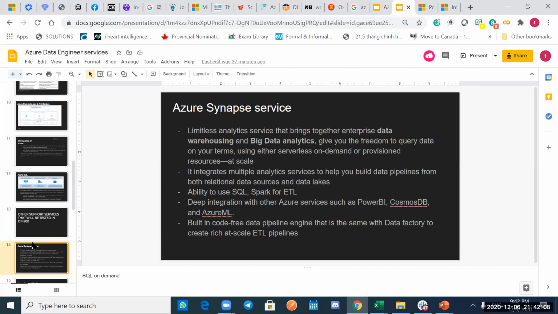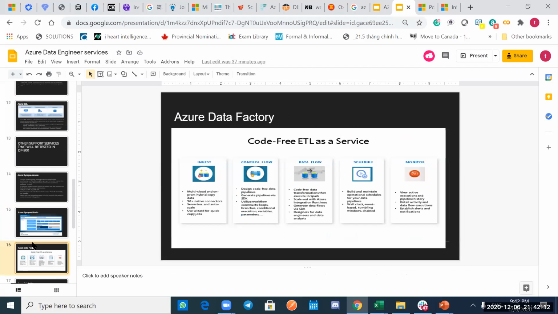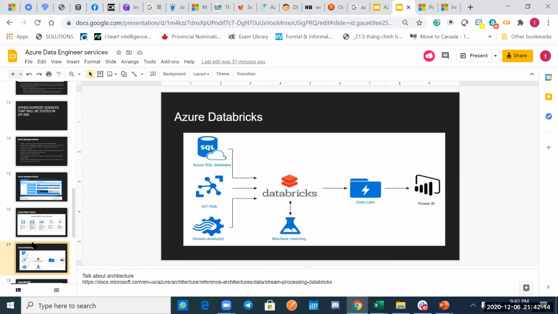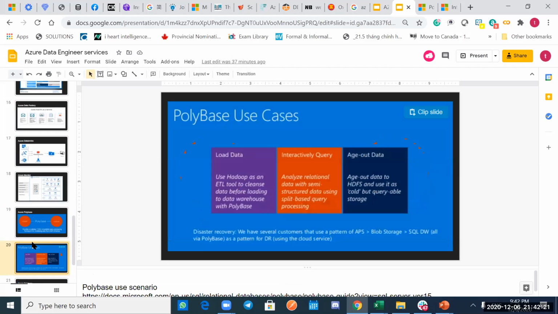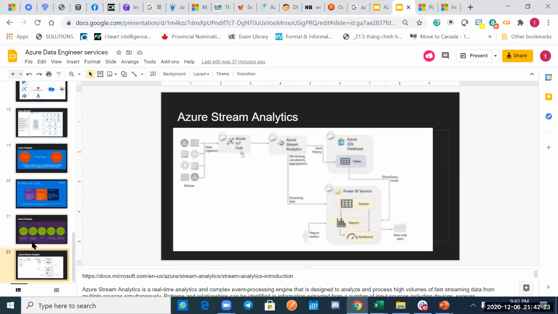And the other service that will be tested is Synapse service. So Data Factory, Databricks, hugely important. Please take time to learn on this. Azure Monitor, Polybase, and Stream Analytics.